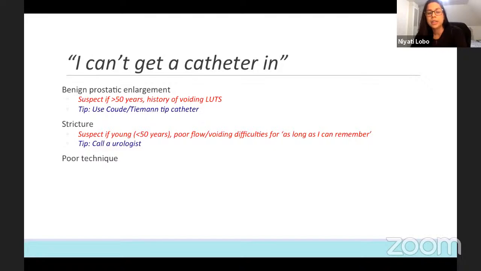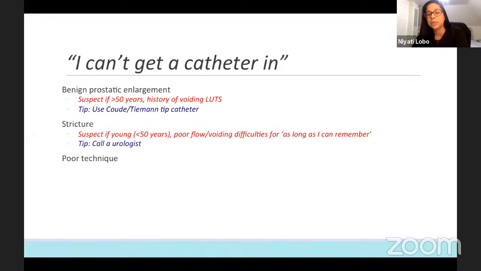But if you've got a young person that's giving you this classic history and you suspect that this person has a stricture, obviously have a go yourself first, have a gentle go. But if you are getting resistance, and the resistance is usually higher than the resistance you get with BPH patients, just call us, call a urologist, because you don't want to have multiple goes at putting catheters in, because you're just going to traumatize the urethra and you're going to cause a false passage.